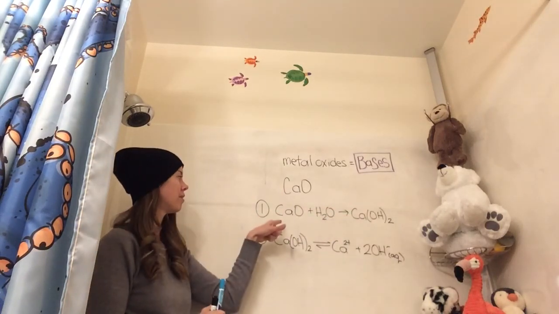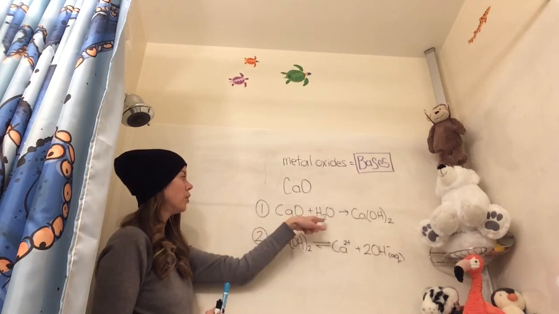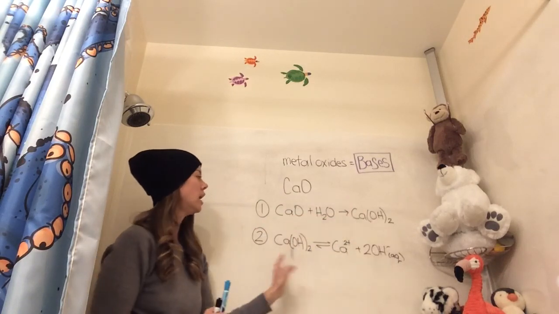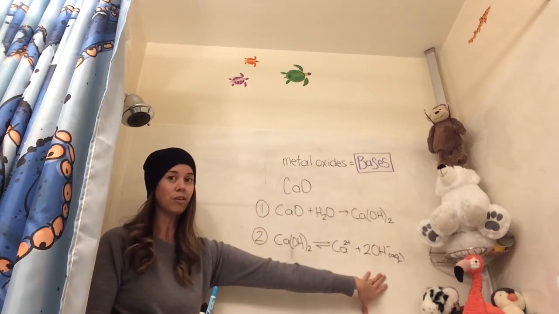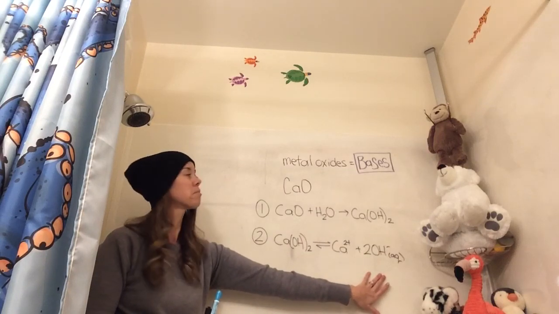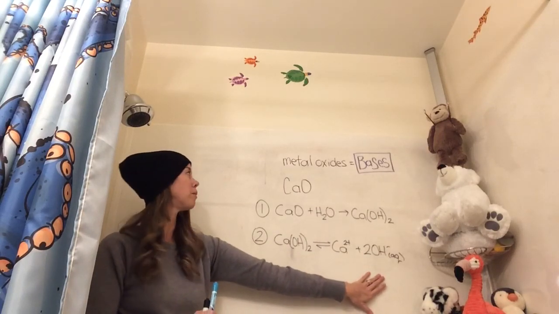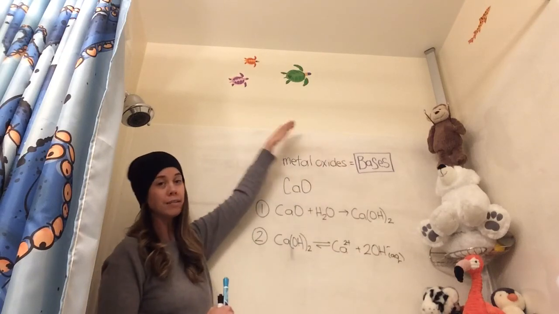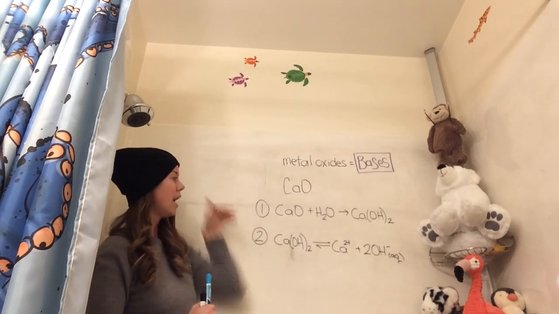Here's the mashup step. This is kind of just the confusing part. You're going to make the hydroxide here, and then you're going to dissociate it and get those hydroxide ions. So that's why it's a base. I find it just easier to remember that non-metal oxides are acids and metal oxides are bases, and then just writing my equation accordingly.